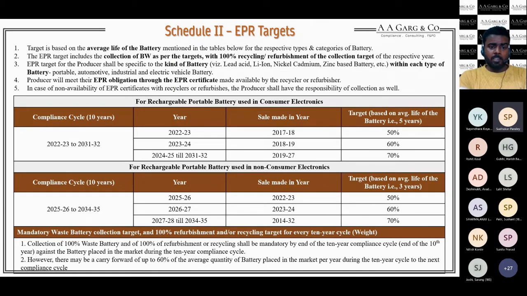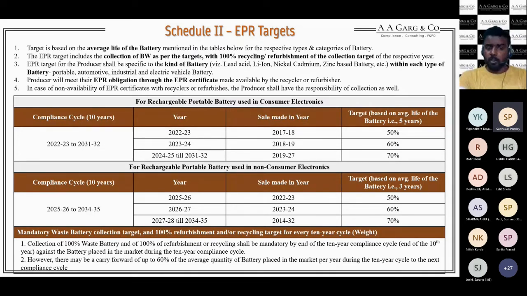Then the EPR target includes the collection as per the target given in the table, plus 100% recycling of that EPR target. I mean, if you are collecting 50% as per the target, then 100% recycling of that 50% should be done by you. So that is also given in this EPR target. Then the EPR target shall be specific to the kind of battery, I mean lead acid, lithium ion, nickel cadmium, within each type of battery, which are portable, automotive, industrial, and electric vehicle battery. And the producer will have to meet their obligation through the EPR certificate that they will obtain from the recycler or refurbisher through the online portal.